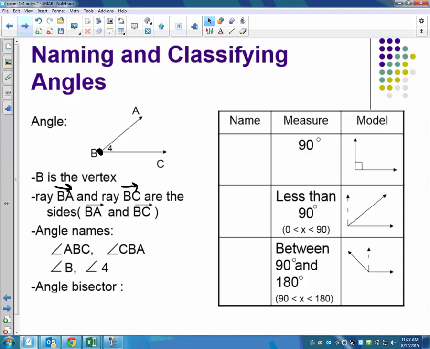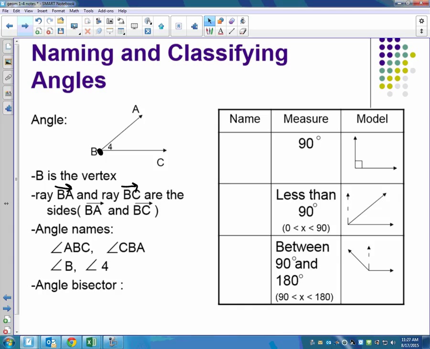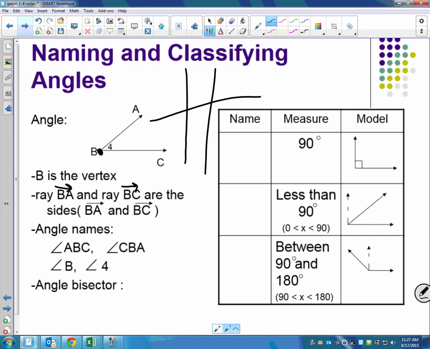You can also just name it by its vertex, and you can just call it angle B, and those are going to put a little angle sign. Sometimes there'll be a number inside the angle. You can also name it by that and say angle 4. Because sometimes we're going to see lots of lines together, and they'll name these like 1, 2, 3, 4, 5, 6, 7, 8. Because it gets complicated to put all those letters, and they ask you to solve a bunch of stuff. So that's why they might be numbered. Okay?